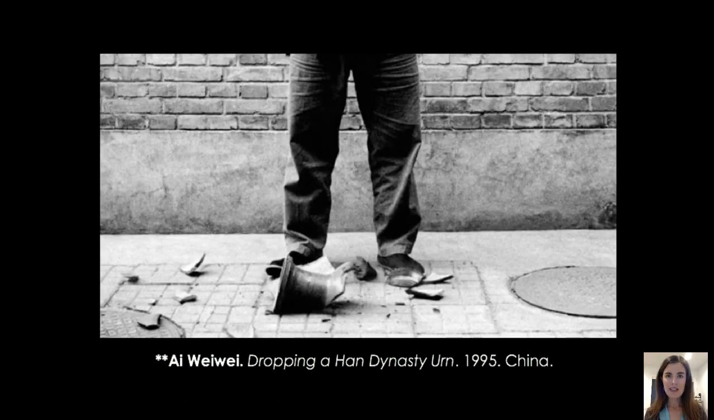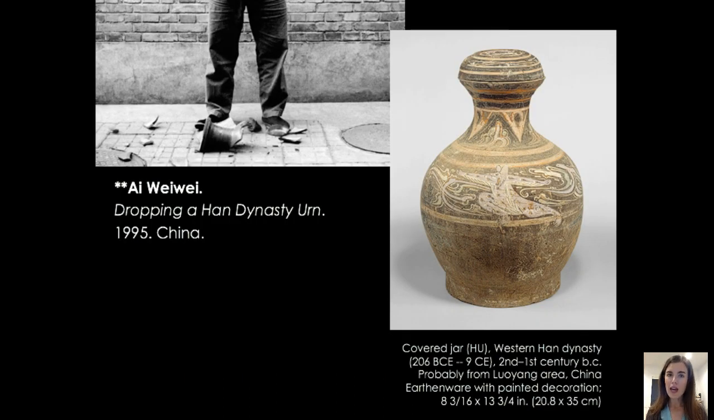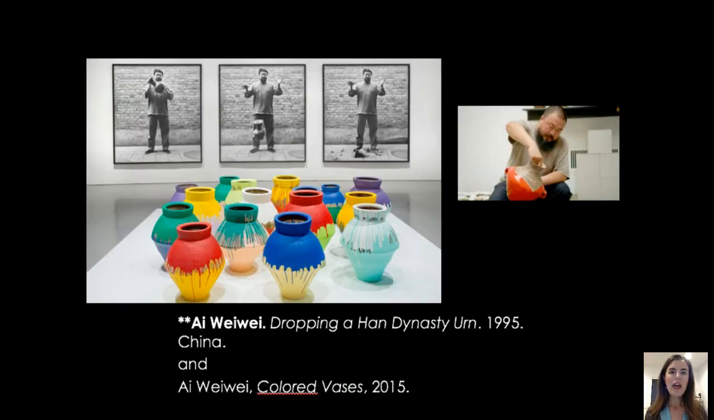Zooming in on that vase, which is broken at his feet, so you can see the details there. Here I'm just comparing it to an actual Han Dynasty vase. There are a variety of shapes, so obviously the shape is not identical, but just showing you what he's alluding to. And then you have this other more recent exhibition where you see the triptych of him dropping the Han Dynasty urn from the 1990s, and then this newer series, colored vases, where he's taken what you could assume to be Han Dynasty vases and then painted them and dipped them.